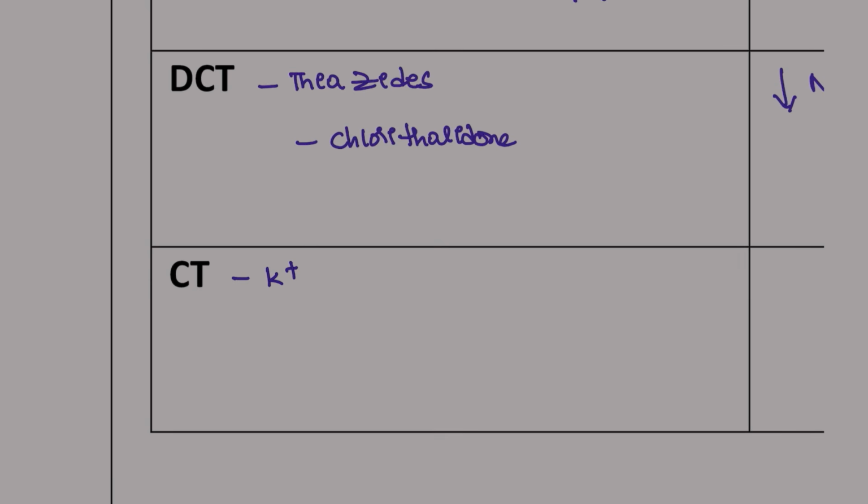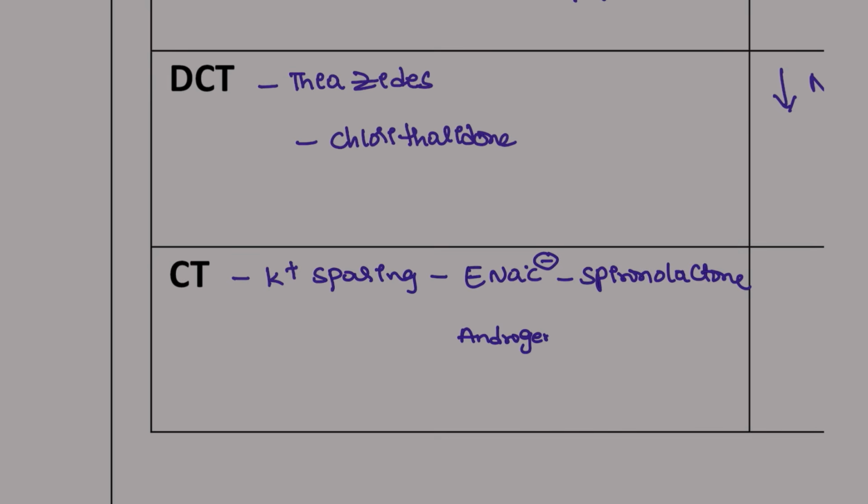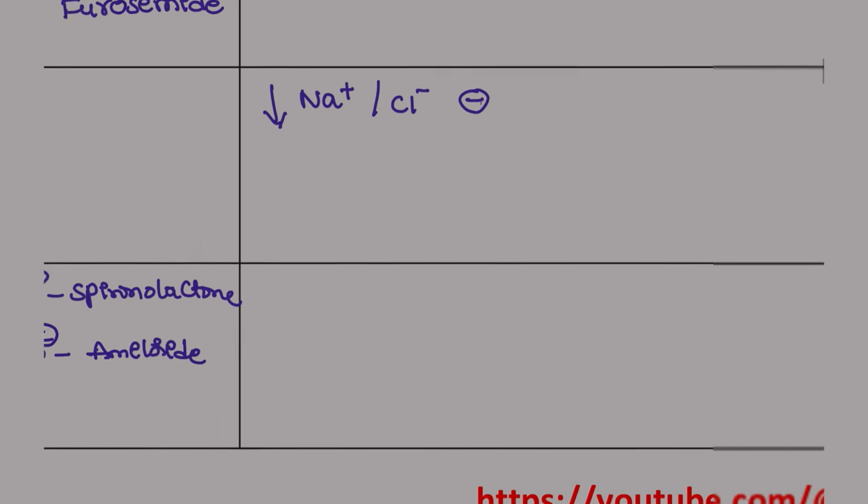Collecting tubules. In the collecting tubules, we have the potassium sparing drugs. There are two types. One is the ENaC channel blockers, the epithelial sodium channel blockers. What are those drugs? One of the examples is spironolactone. And the next one is the drugs that act as androgen blockers also. These are the other androgen blockers. What are those drugs? Amiloride drugs. These are the two types of potassium sparing agents.